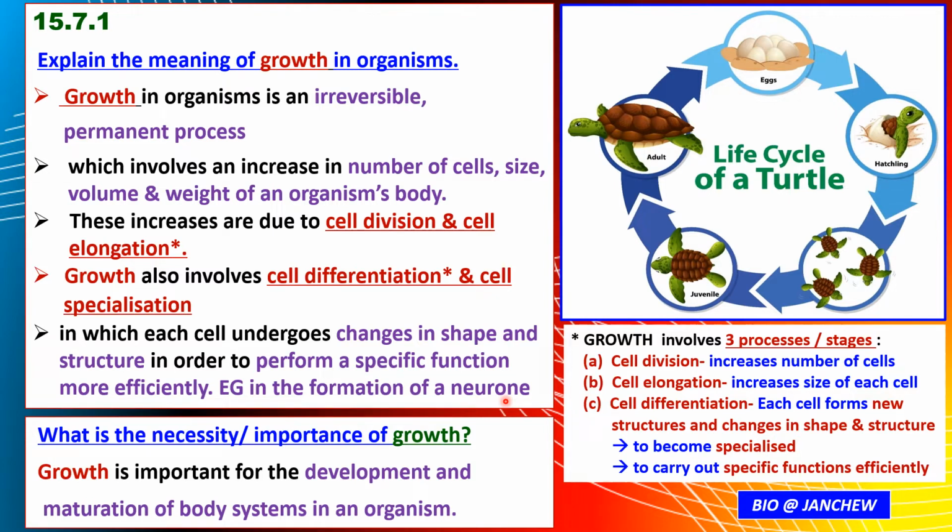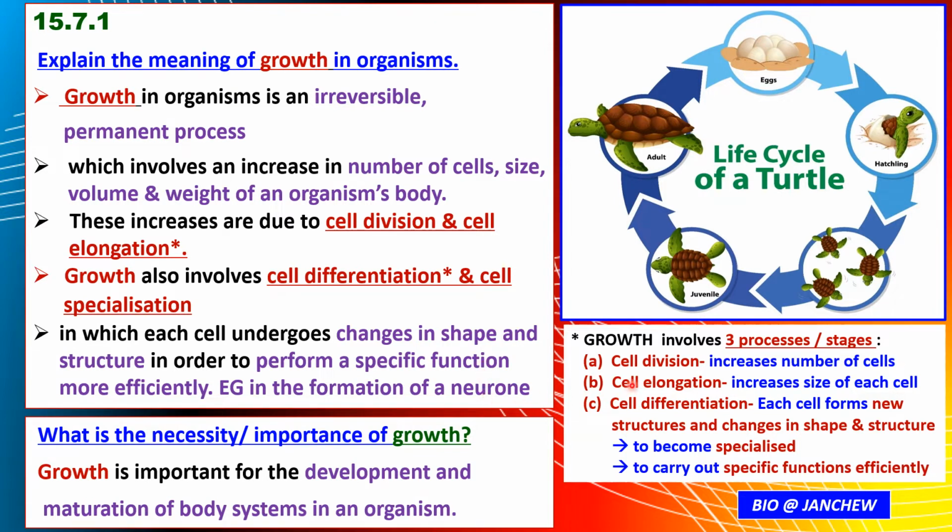As it grows from the general shape like a round cell like that, with a nucleus, it will start to grow tiny extensions or thread-like structures called the axons, and also dendrons, and that helps it to perform its specific function more efficiently. Function of neuron is to transmit nerve impulses, so it has all these thread-like structures, the axons and dendrons, to help transmit the impulses from one place to another, right, more efficiently. So that's cell differentiation, and it leads to cell specialization, meaning the cell becomes specialized to perform its functions more efficiently.